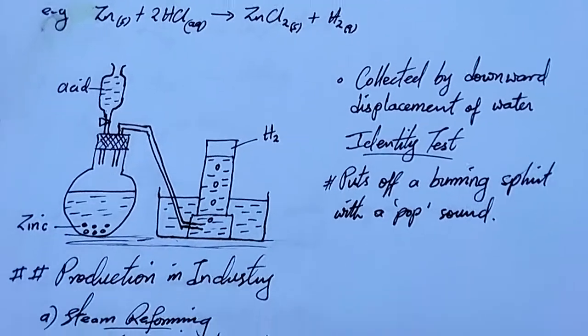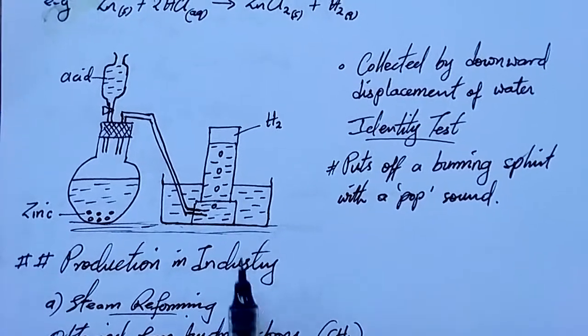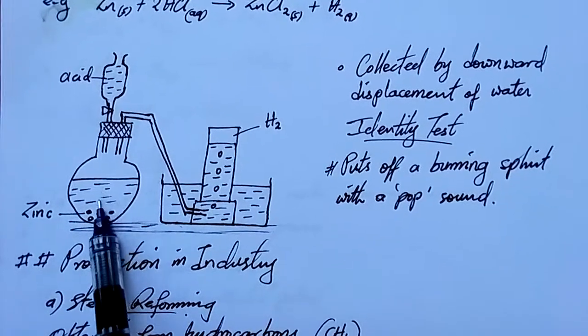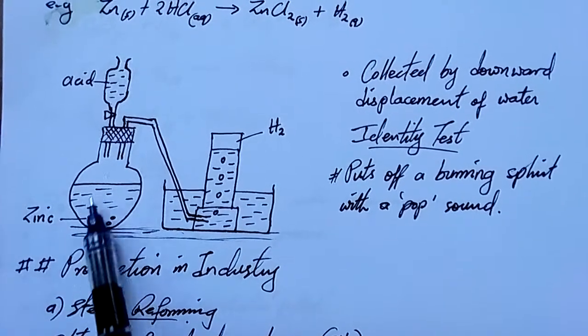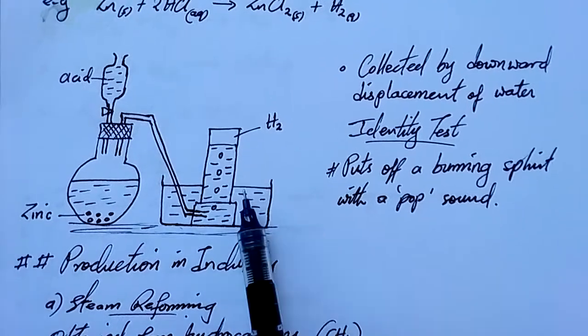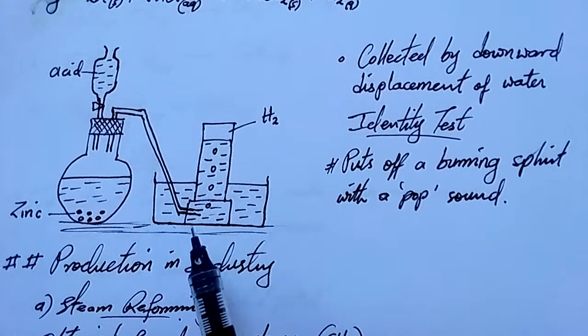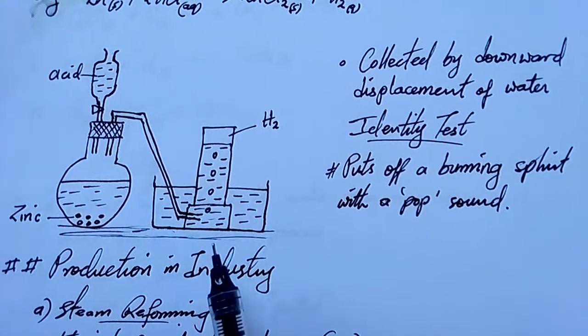So an apparatus could be something like this, where you keep on opening this thistle funnel to allow the acid to drop here so the zinc can react with the acid, then you collect the hydrogen there. Look at the way it is collected. It's because it's very, very light. Collected by downward displacement of water because it's less dense than air.